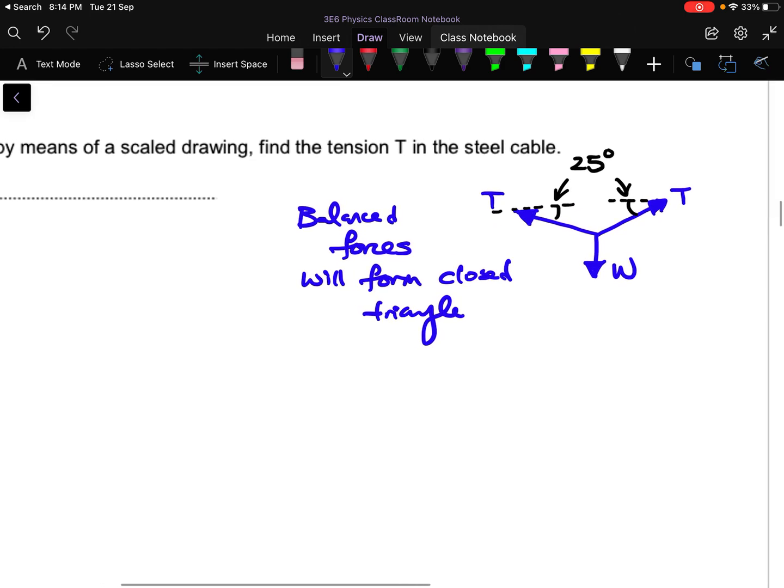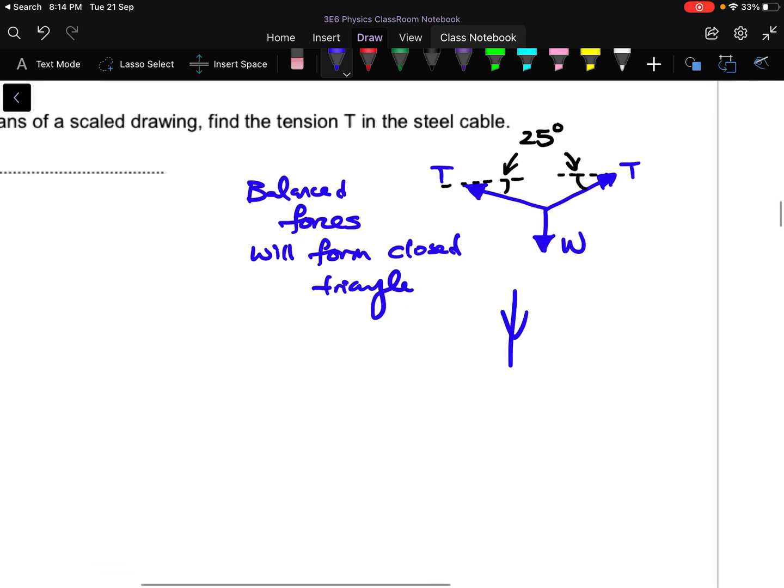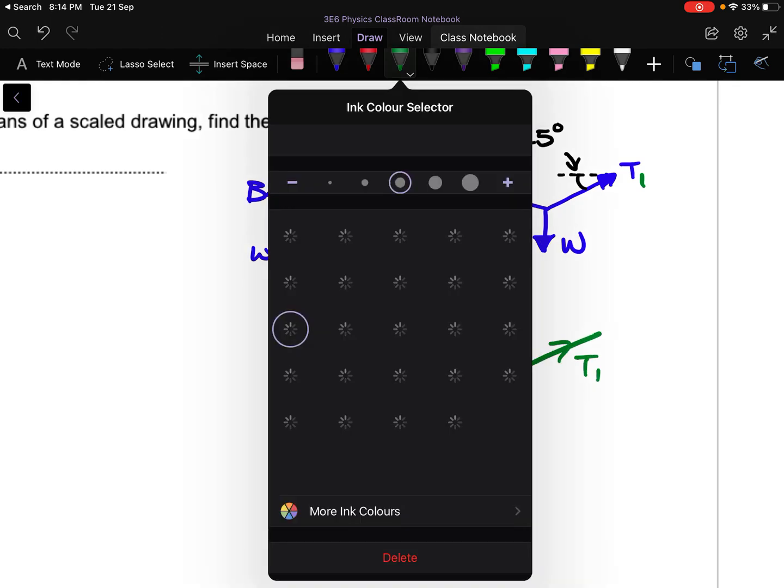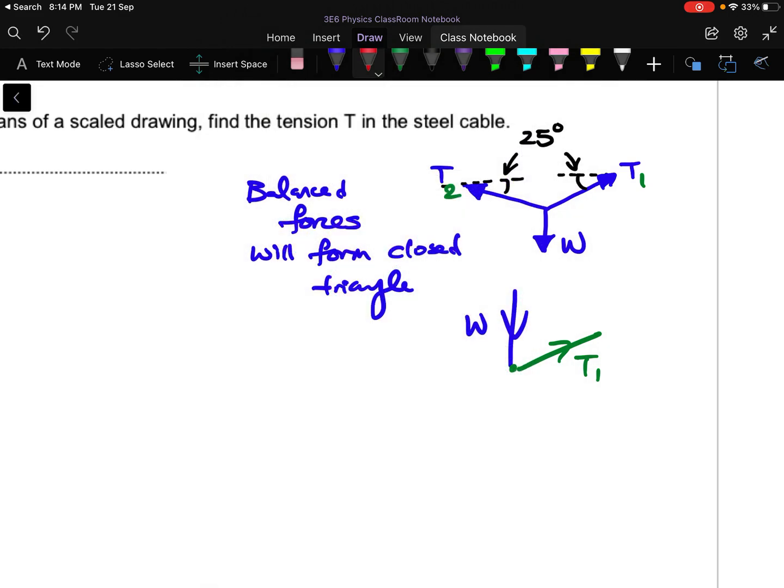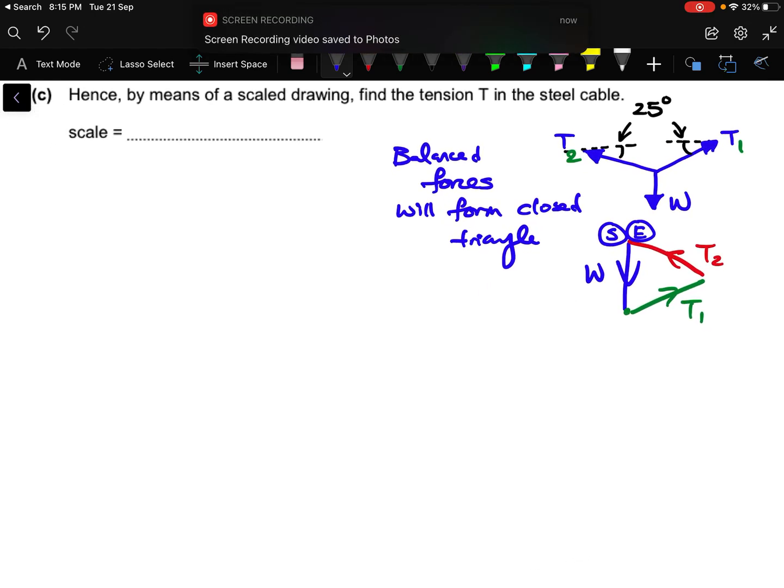If you forgot what a closed triangle is, it means that it will look something like that. The weight will be pointing down, and then after that you will have, maybe I call this T1, T2. You will have T2 over here, T1 over here, and then finally the third force will come back to where you start. Before I do all this, I start from here, so a closed triangle means that it will end at the same point as well.